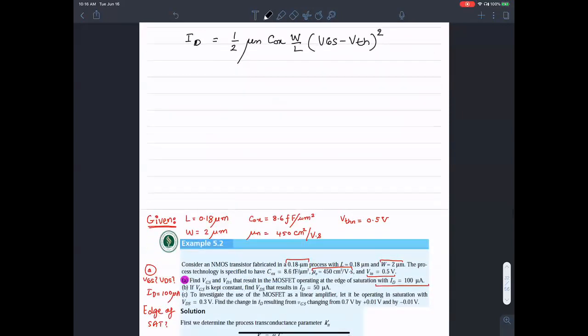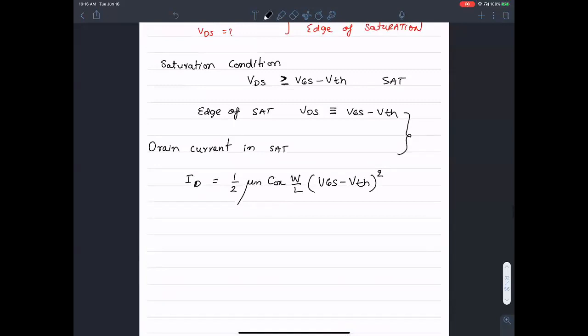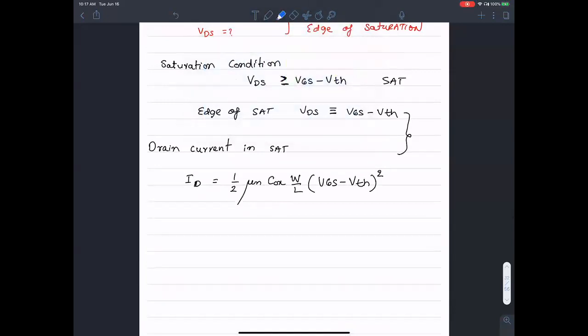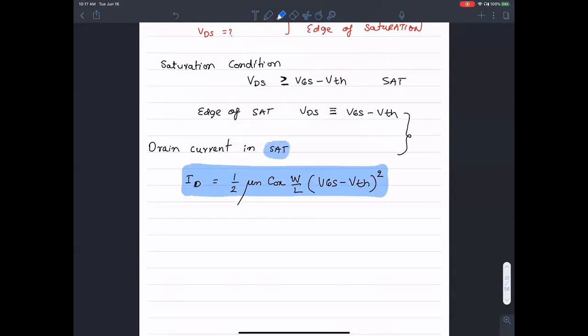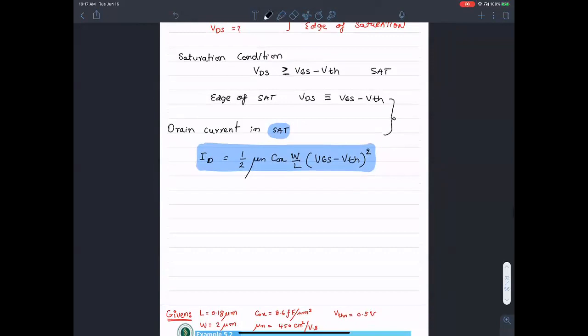Does this give any information about channel length modulation? Not yet. So this is the equation I'm going to use. VDS equals VGS minus VTH, and ID is 1/2 mu n C oxide W over L, VGS minus VTH, the whole squared. This is the current in the saturation region. Now ID is given to be 100 microamperes, and we are expected to find VGS from here.